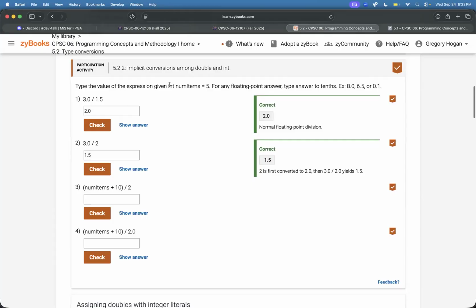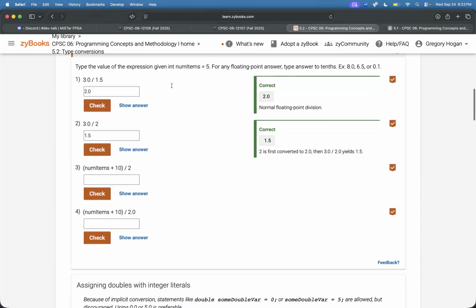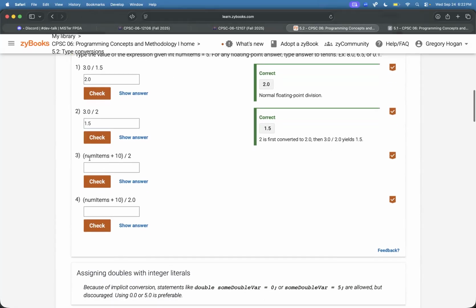Now they told us right here that num items is 5 and it's an int, right? So what's happening here is num items plus 10 is 15. 15 divided by 2 is 7.5. But everything's an integer here, right? So when you do 15 divided by 2, you do not get 7.5. You just get 7. Okay?